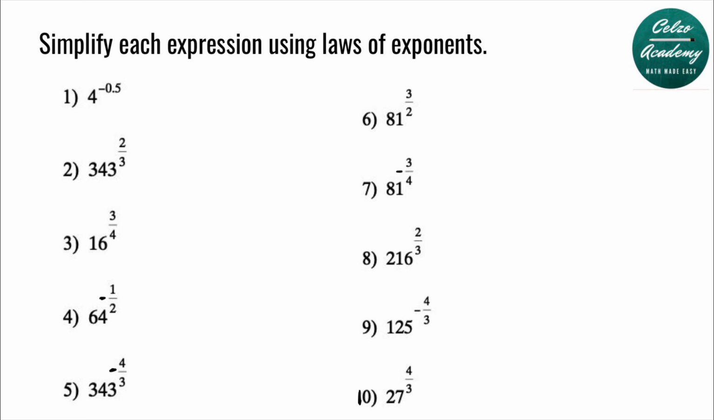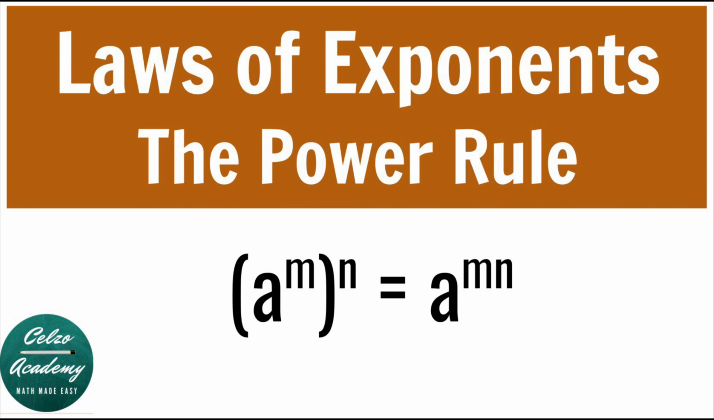One way to simplify these expressions is by transforming them into radical expressions. In our previous videos, we learned the different laws of exponents, and today we're going to apply those laws in simplifying this expression. The power rule states that if a to the power of m is raised to the power of n, the answer is simply a to the power of mn, which means that you need to keep the base a and multiply the powers m and n.